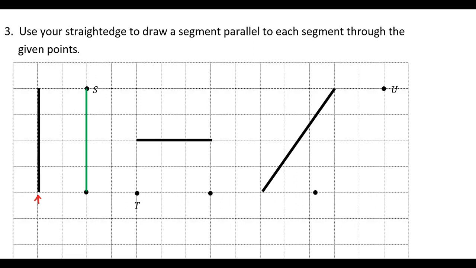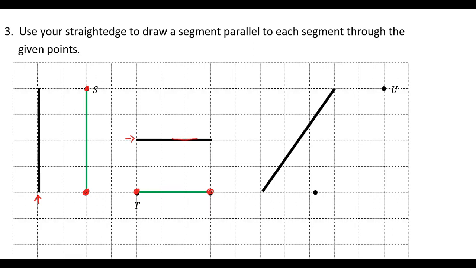So I started at point S, and I connected it to this point, and that made parallel lines. If I had connected S to any other point on this graph, the lines would not have been parallel. So now we have a horizontal line, and I'm going to connect two dots to make a line that's parallel to that. And you can see we have a line segment that runs through point T, and I connected it to this point, and now we have a line that's parallel to this horizontal line.